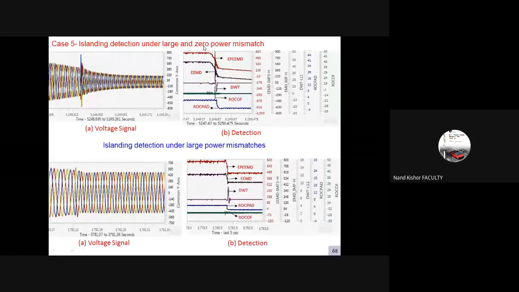In fact, there is a mistake here. Actually, this should be for large, and this is for zero mismatch power, because the voltage profile remains the same here. As such, in the detection under zero mismatch power, you can see that Rocof completely fails to detect the islanding. However, Rocopad observes it, and in the same way EPMD, EMD, and DWT also indicate the occurrence of the event here. But Rocof completely fails to detect the instant of the event here.